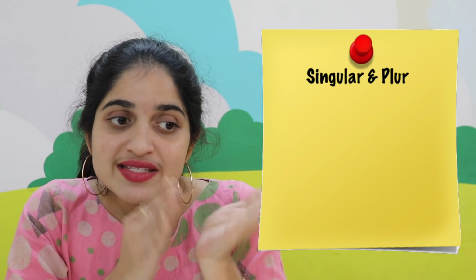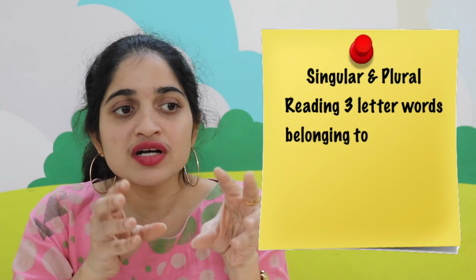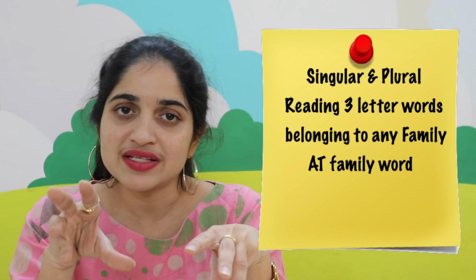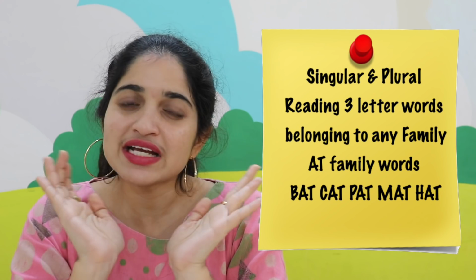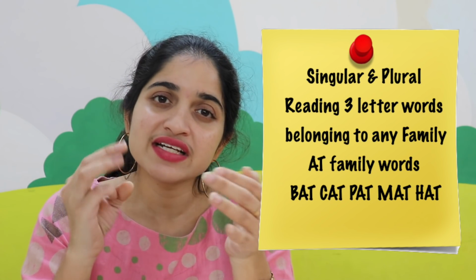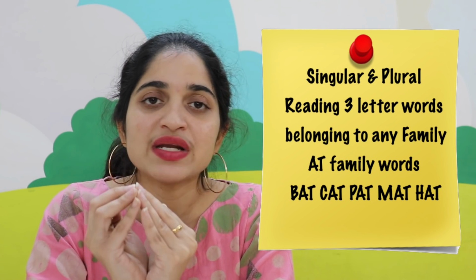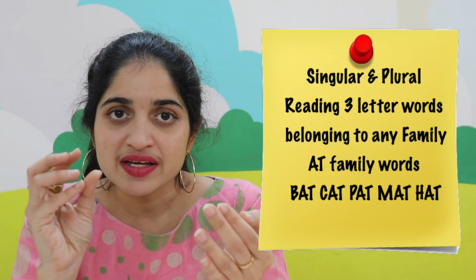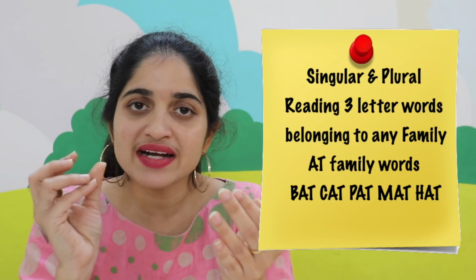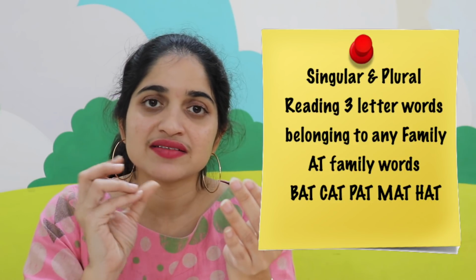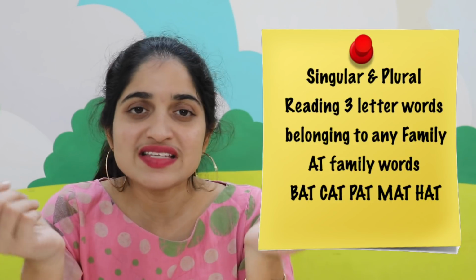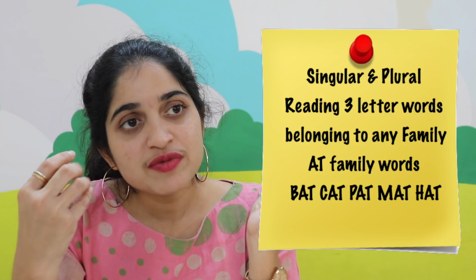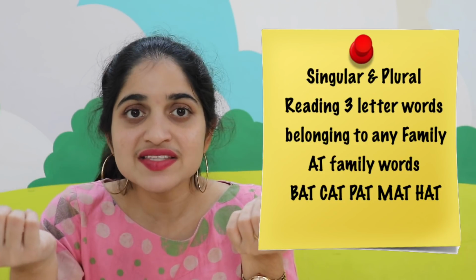They should know what are the singular and plural words, book, books, apple, apples. Like that, they should know one and many concept. They should also know reading 3-letter words belonging to a particular family. Like for example, words belonging to AT family. Cat, bat, mat, sat, pat. If they know phonics, then this will be very easy for them. And they should be able to write down when dictated these 3-letter words.